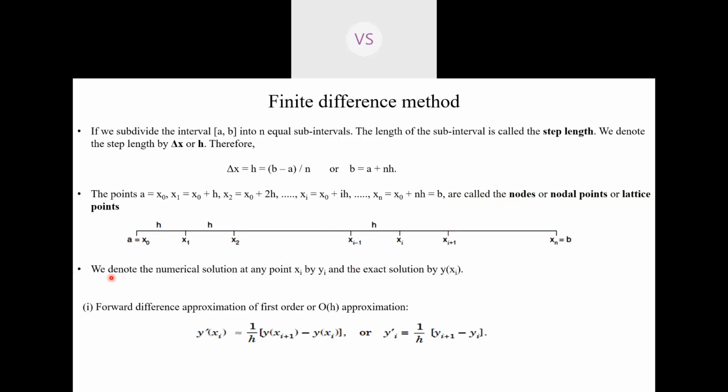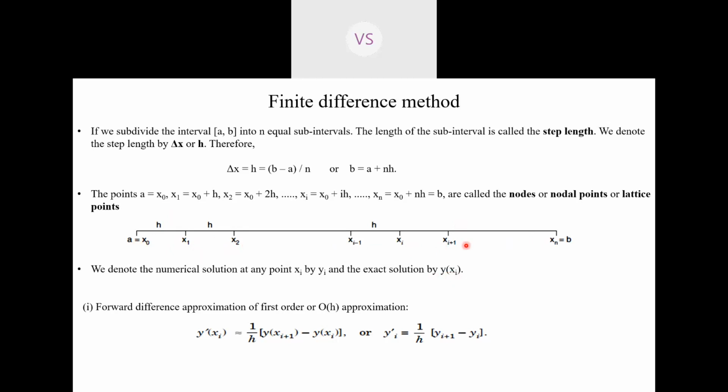We denote the numerical solution at any point xi by yi and the exact solution by y(xi). Suppose we are given the values at x0 and xn, but we don't know the values of y1, y2 and so on. The x1 values we know, but the y1 values we do not know.